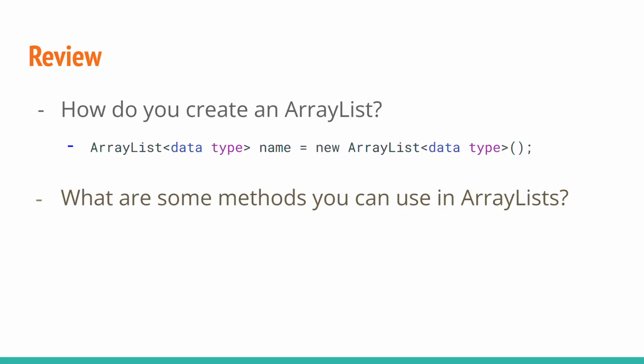Okay. So to create an array list, we'll do ArrayList, then the data type. That's like your strings, your ints, whatever type you want to store. Then the name equals new ArrayList, and then put in the same data type. And some methods you can use in an array list are add, remove, clear, and set.